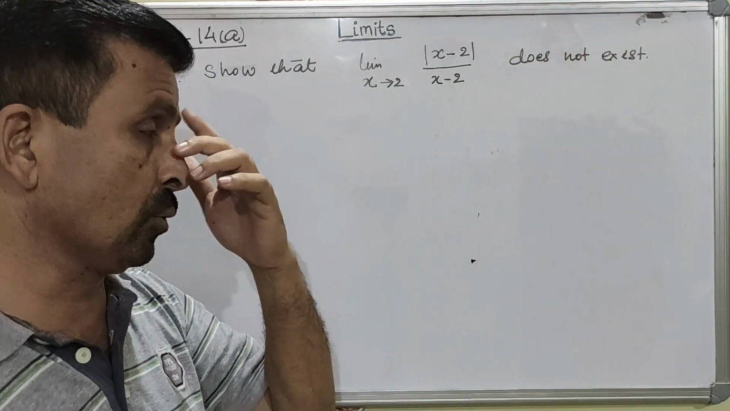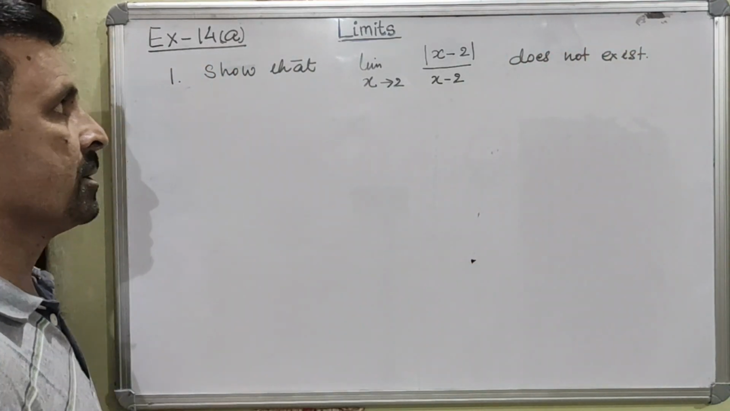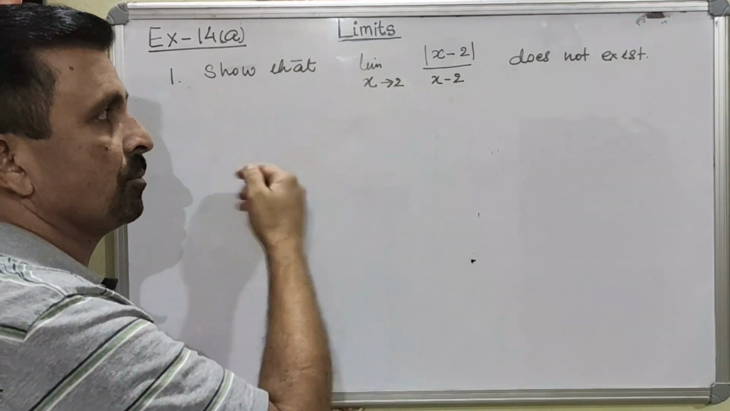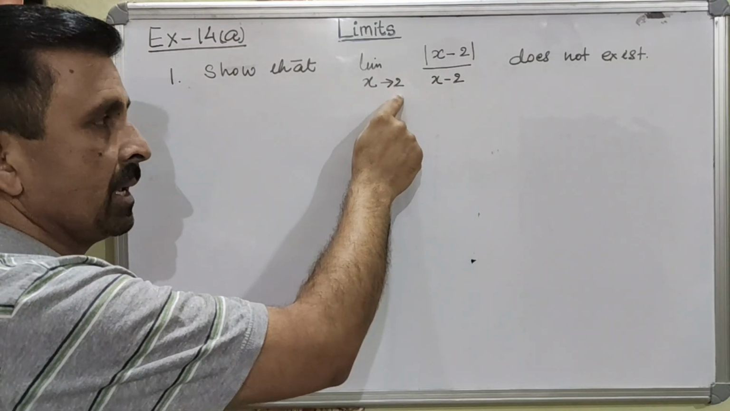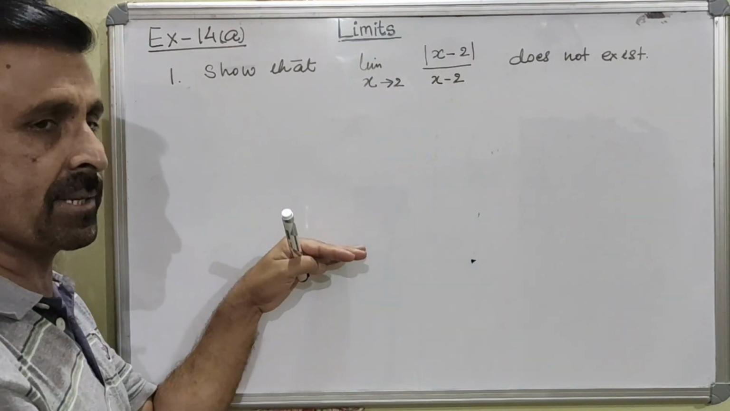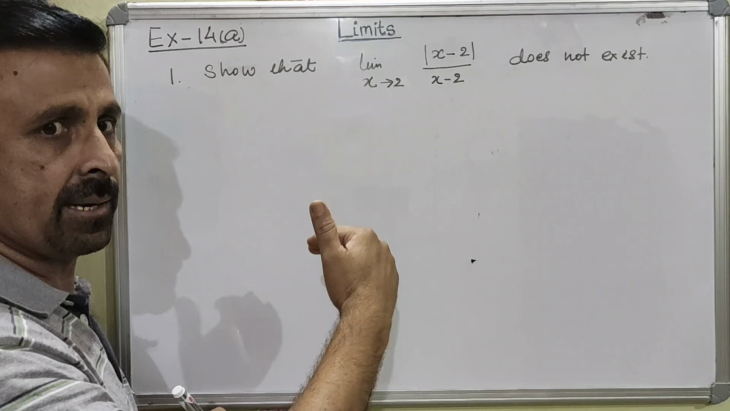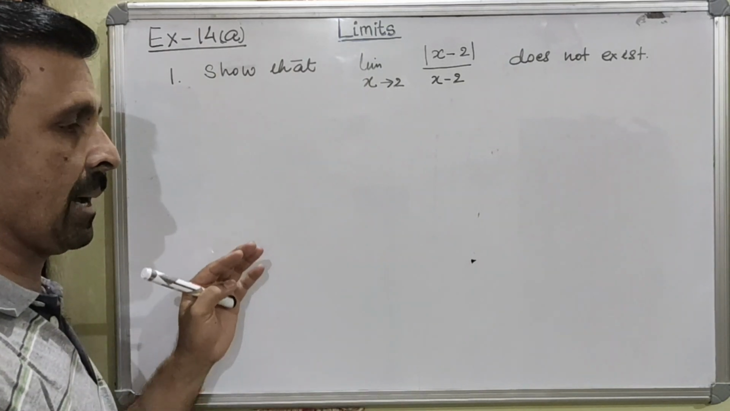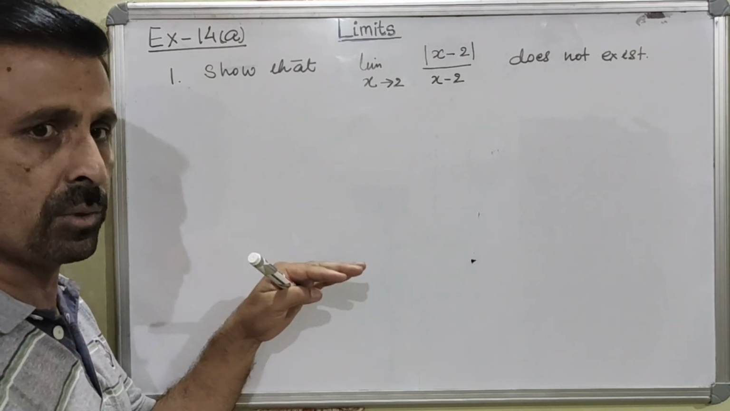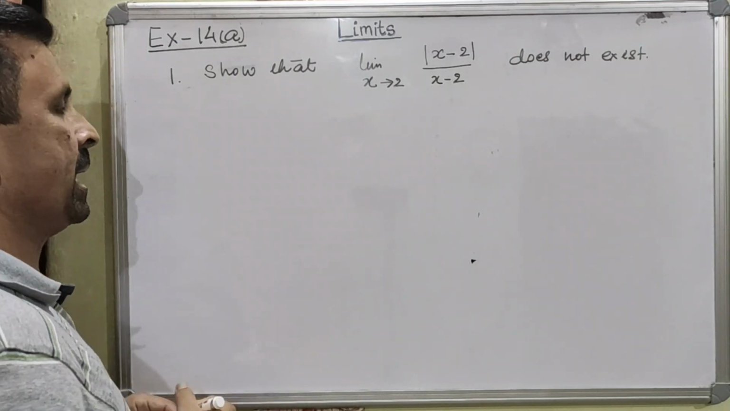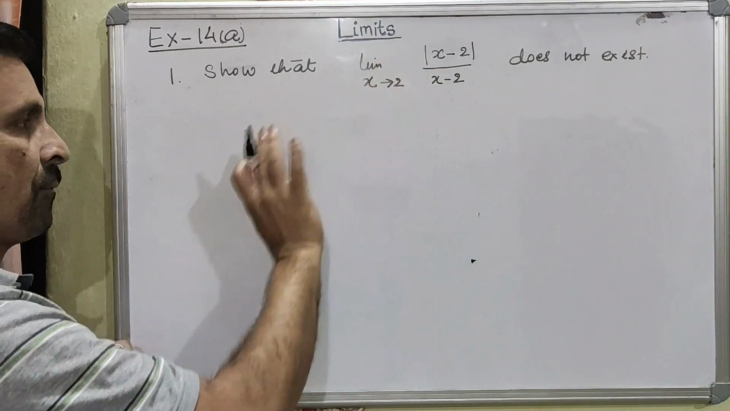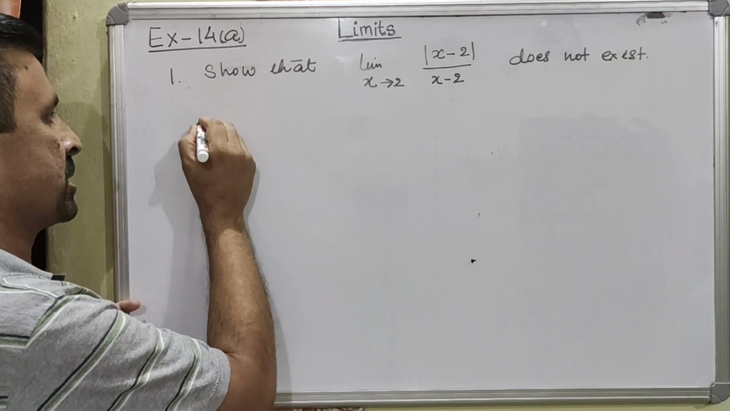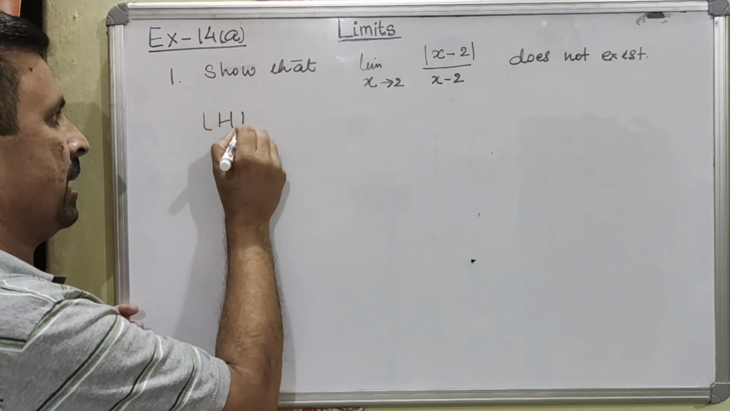What does it mean and how do we do this? Okay, so x tending to 2. I told you just now x tending to 2 means x approaching 2. Now x you can approach from either the left side or the right side. So we will calculate first when x is approaching 2 from the left side. Since x is approaching 2 from the left side, we will call it left hand limit. So I will write here left hand limit.